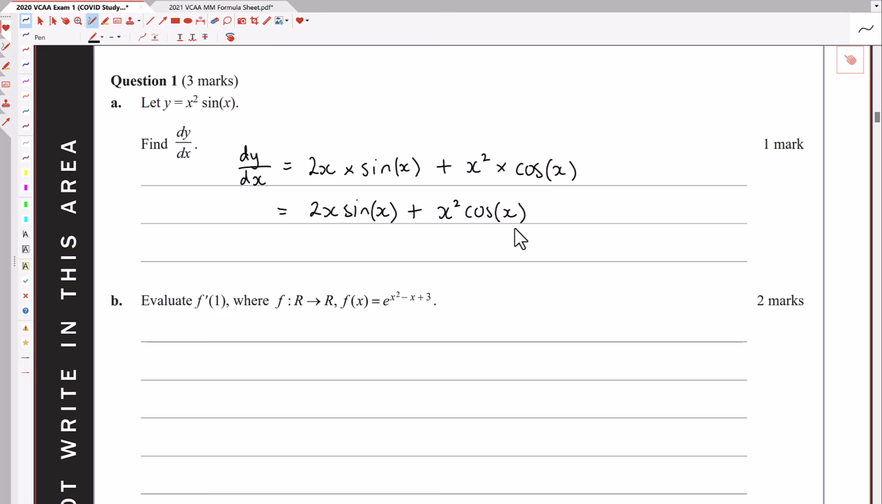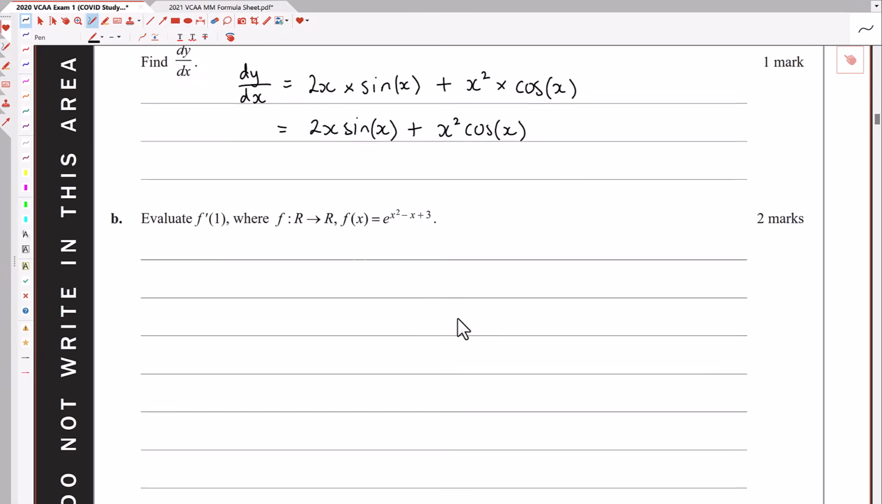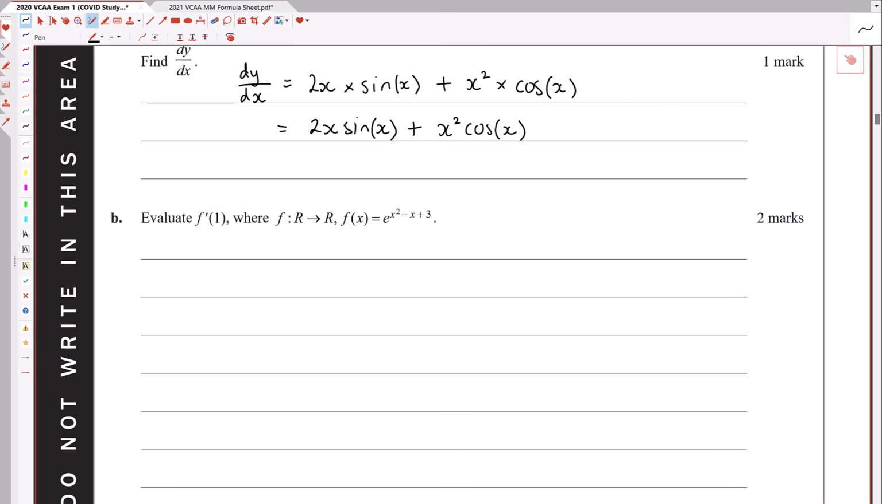Okay, so just the 1 mark there, so 1 mark for a correct answer. Evaluate f dash at 1, where f is a function with a domain, all real numbers, and the function has rule e to the x squared minus x plus 3.